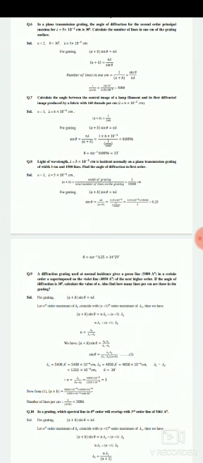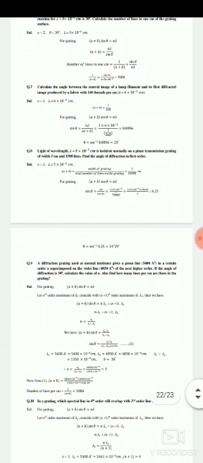Question number 7. Calculate the angle between the central image of a lamp filament and its first diffracted image produced by a fabric with 160 threads per centimeter. As you know, the threads work as a diffraction grating, so we calculate the grating element. It is given in 1 centimeter, so we calculate a plus b is equal to 1 upon 160 for the grating.